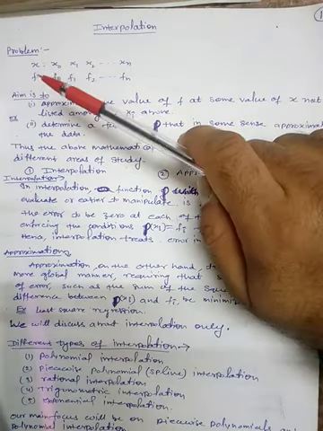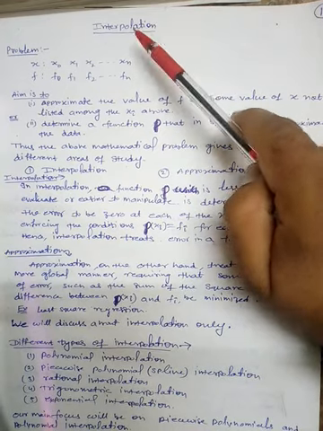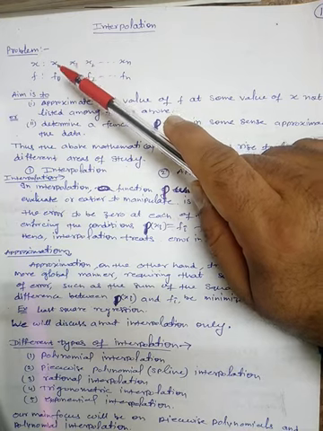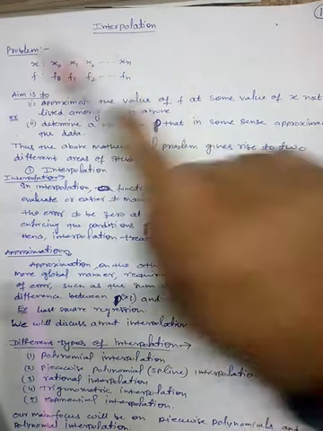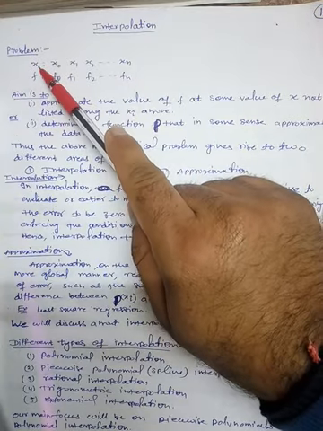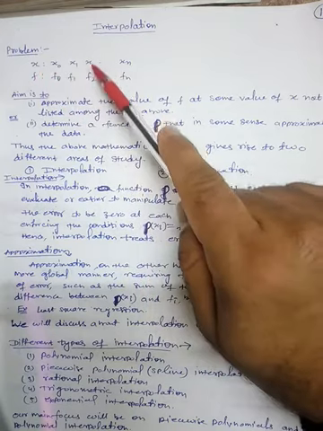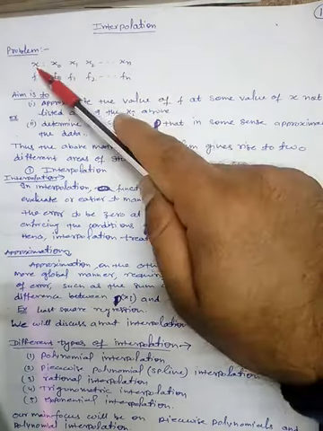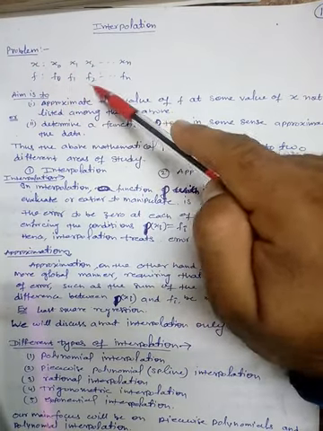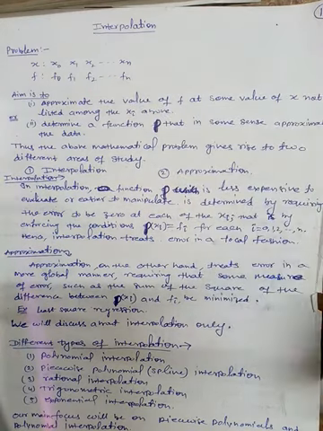Dear students, in this video I am going to start interpolation, third unit. So in this unit we are having problems of this form. We have basically data of the form x and f. X is having values like x0, x1, x2, ..., xn, and the corresponding values of the function f are f0, f1, f2, ..., fn.